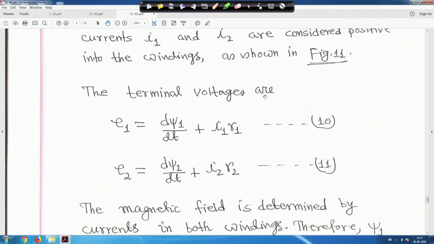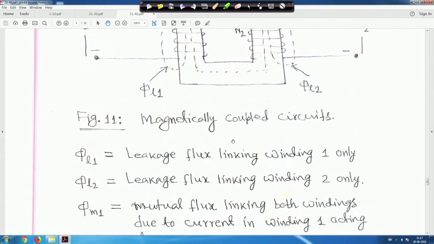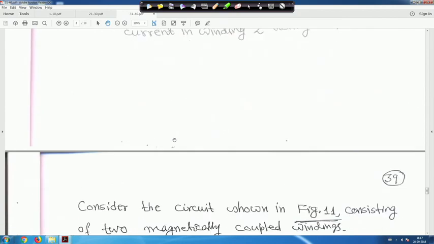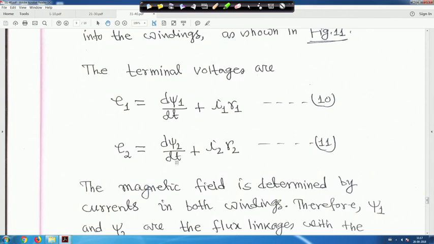Therefore, the terminal voltage you can write for E1 will be d psi 1 upon dt plus I1 R1. For coil 1, the terminal voltage E1 is I1 R1 plus d psi 1 by dt. Similarly, for coil 2, E2 will be d psi 2 by dt plus I2 R2. So, psi 1 and psi 2 are the flux linkages, right?